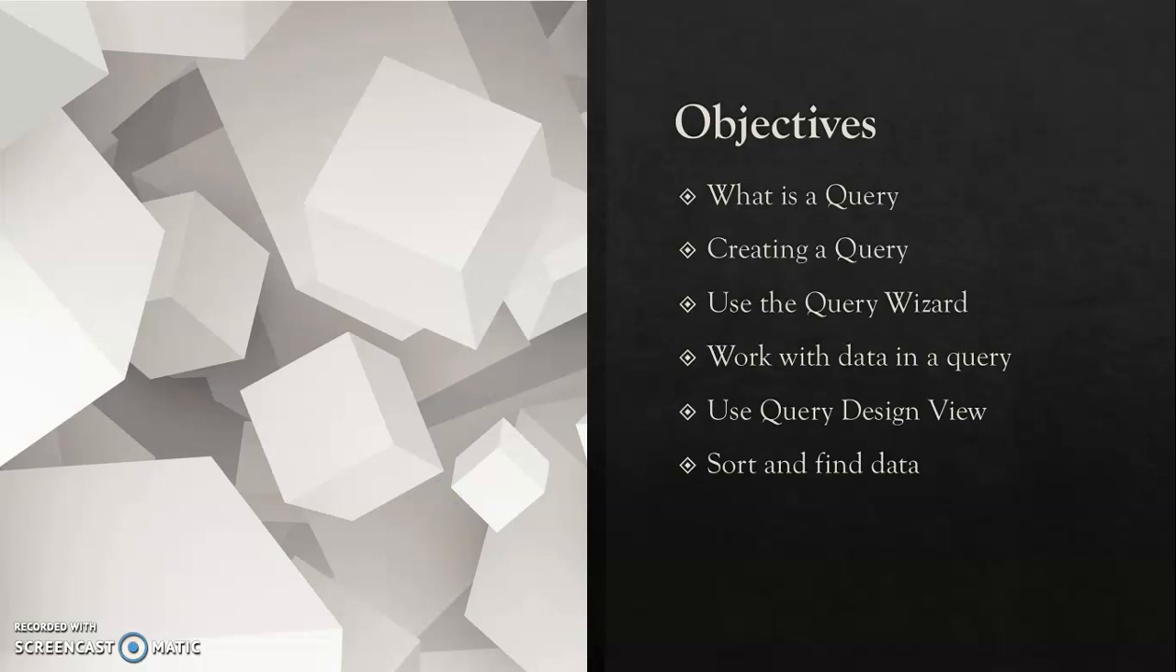Within this demonstration, we're going to cover the following objectives. First will be to discuss what a query is and how a query can be used. We will then look at how to create a query, and I'll walk you through how a query is created within Access. Using the query wizard, you will see how to work with data within a query, how to use the query design view, and how to sort and find data. So let's get started.